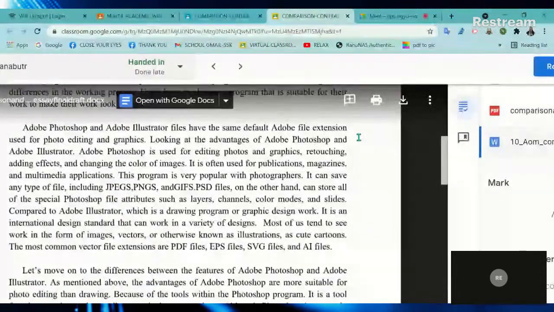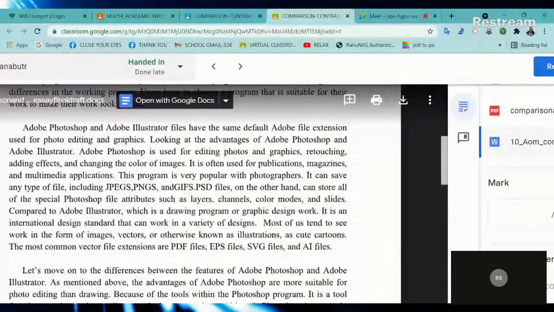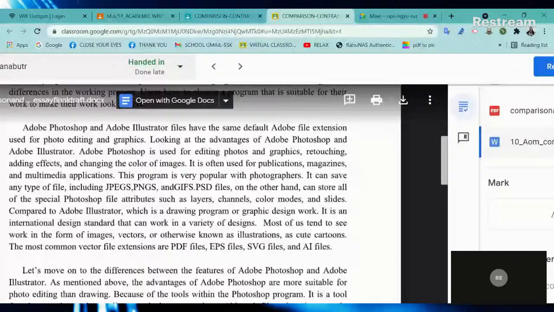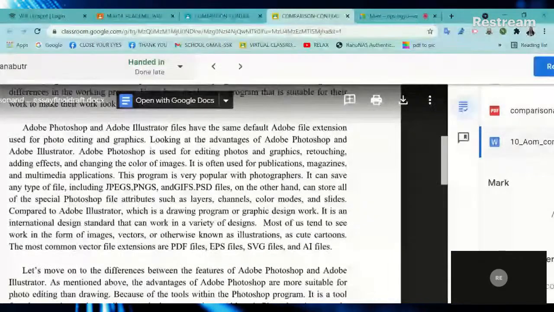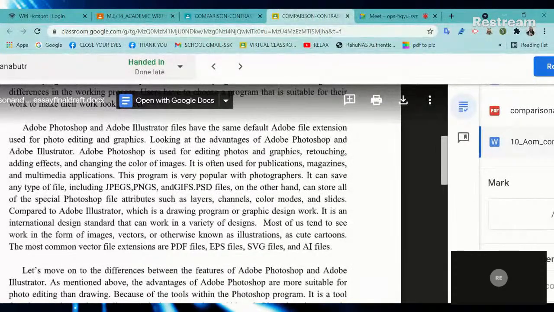Adobe Photoshop and Adobe Illustrator files have the same default Adobe file extension used for photo editing and graphics. Looking at the advantages of Adobe Photoshop and Adobe Illustrator, Adobe Photoshop is used for editing photos and graphics, retouching, adding effects, and changing the color of images. It is often used for publications, magazines, and multimedia applications. This program is very popular with photographers. It can save any type of file, including JPEG, PNGs, and GIF.